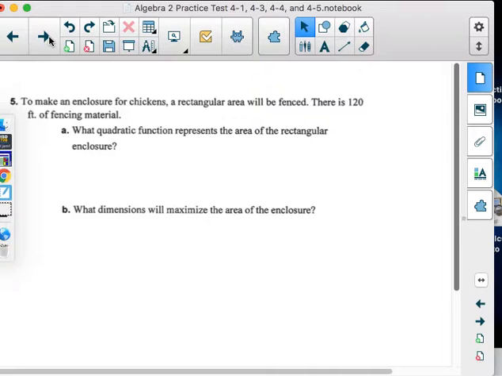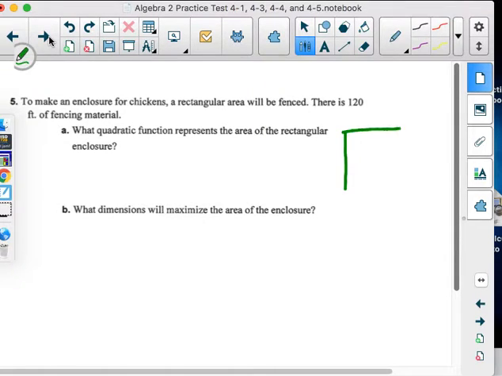Next up, to make an enclosure for chickens, a rectangular area will be fenced. There is 120 feet of fencing material, so all the way around. That's our perimeter. What quadratic function represents the area of the rectangular enclosure? Well, I don't know the dimensions. I'm just going to put an X there.